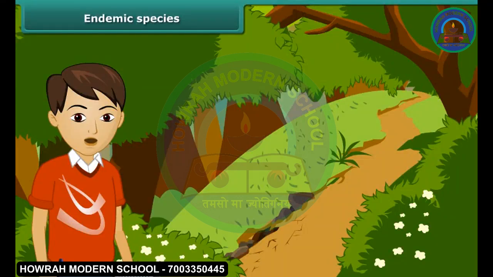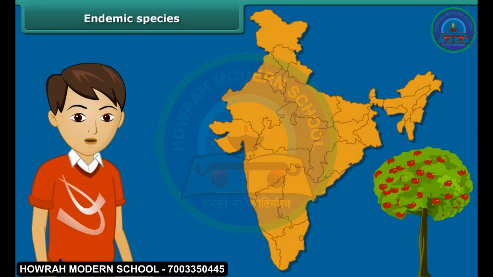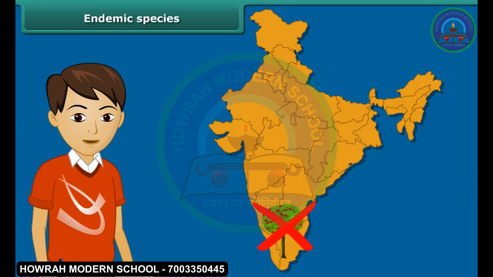Now let us learn about the endemic species. For you to know, a species is a group of populations which are capable of interbreeding. Members of a species have common characteristics. Let me ask you a simple question. Do you find an apple tree growing in South India? No. Apple trees are usually found in the northern parts of India.